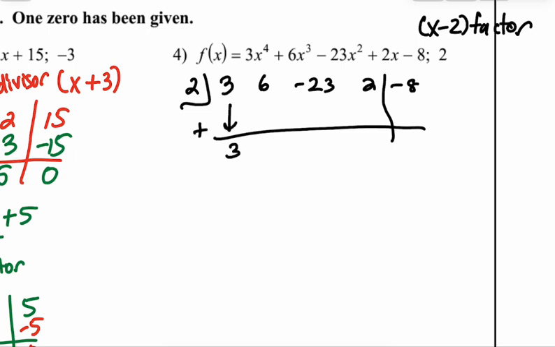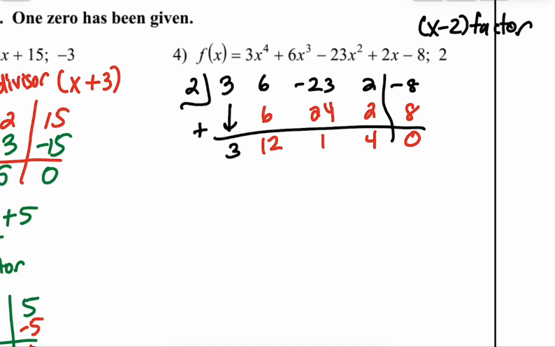I'm going to set up my box. I know I have to get 0 in that corner because 2 is a 0. Okay, what do we get? Multiply, write it down, add them up. Multiply, write it down, add them up. Multiply, write it down, add them up. Multiply, write it down. Yay, we got it.